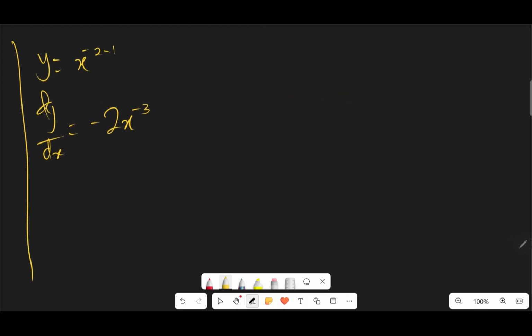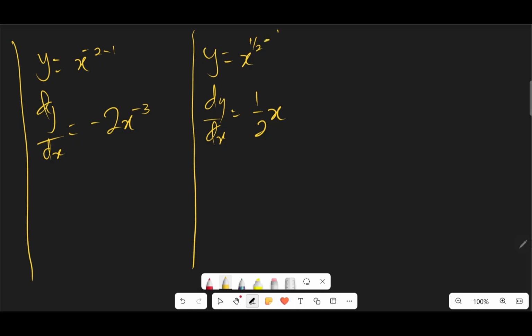Let's also take another one in case we have a fraction. Let's say y equal to x raised to the power 1 over 2. We follow the same way. We are finding dy over dx. So we bring the 1 over 2 down, and I'm going to get 1 over 2x. Then we subtract 1 from the power, and that gives minus 1 over 2. So that will be our final answer for that one too. Differentiation is so simple like that.